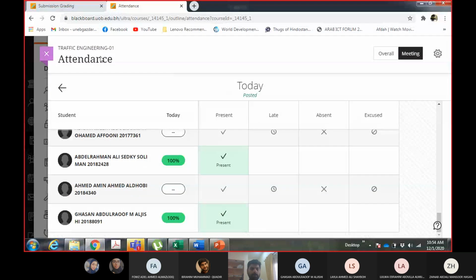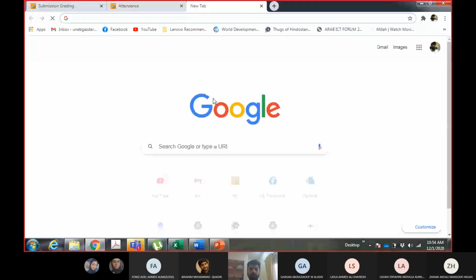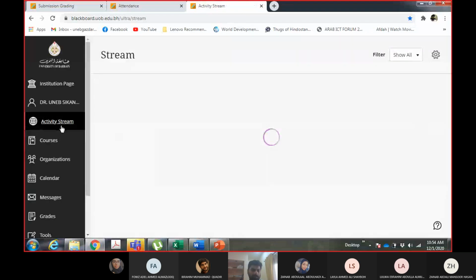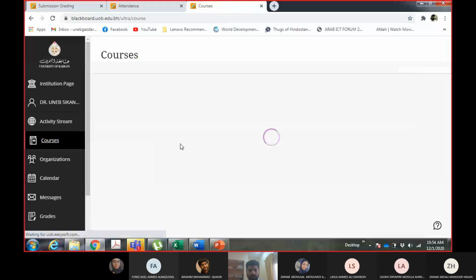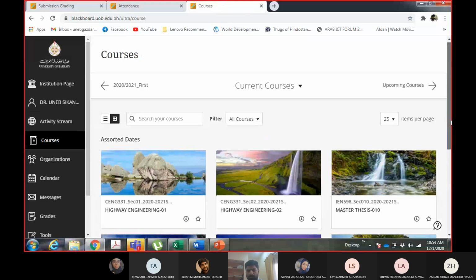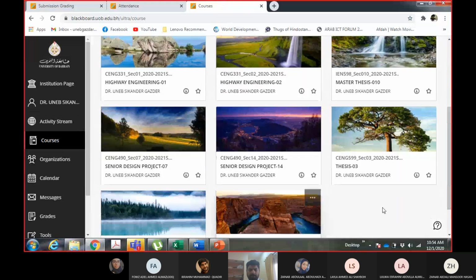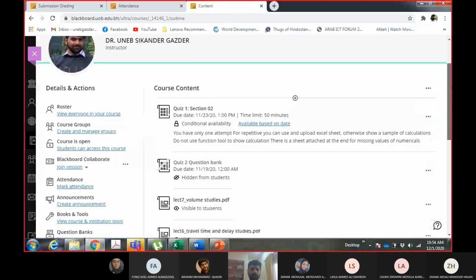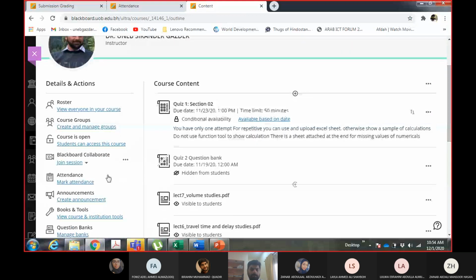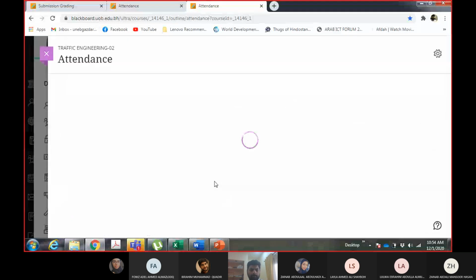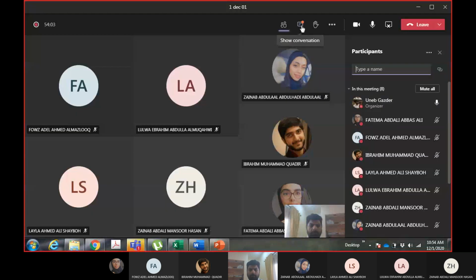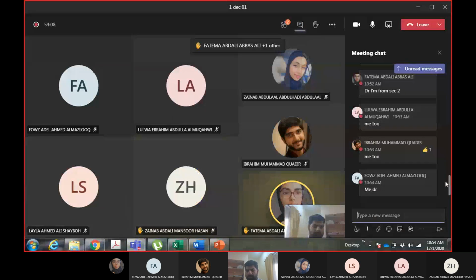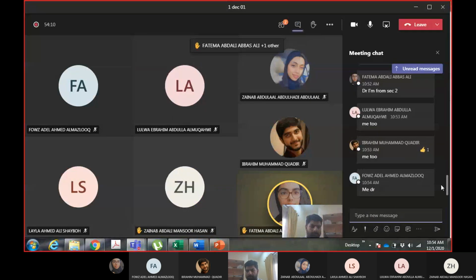Okay, going to section 2. People from section 1 can leave, or they can lower their hands. People from section 2, you can raise your hand or send me a message. So many from section 2, huh?